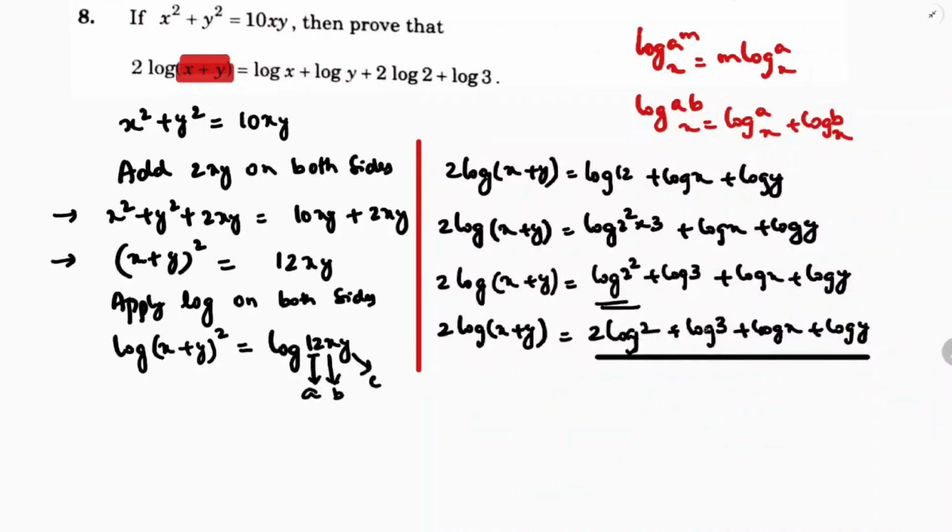So just by using these two formulas, logarithm of power and logarithm of product. But you will get a hint in the starting itself, whether to do minus 2xy or plus 2xy on both sides, whether to add or subtract 2xy, by seeing this one. It is a plus b, and this 2 will come like power here. So a plus b whole square. So that's why I added 2xy on both sides.